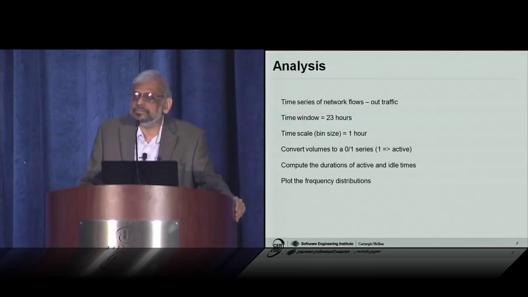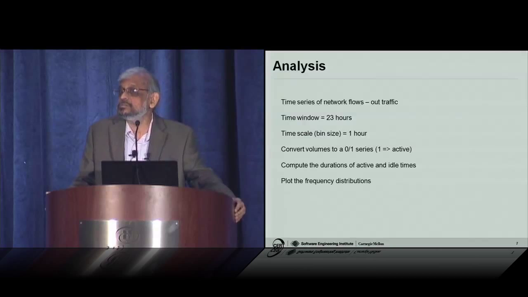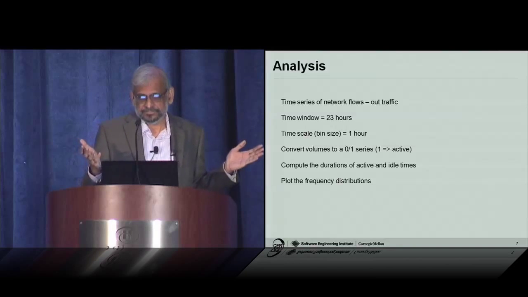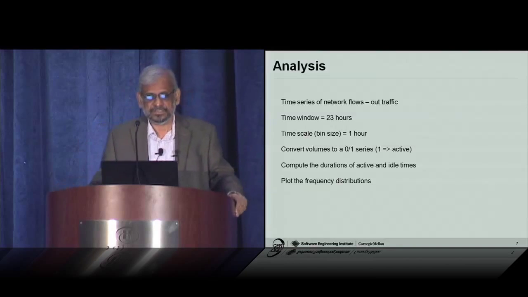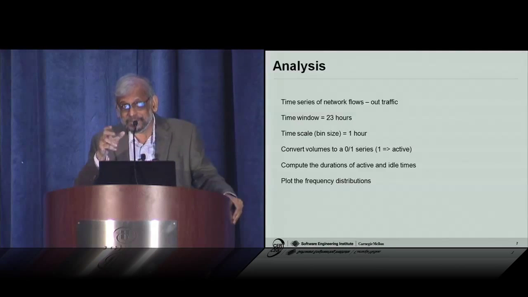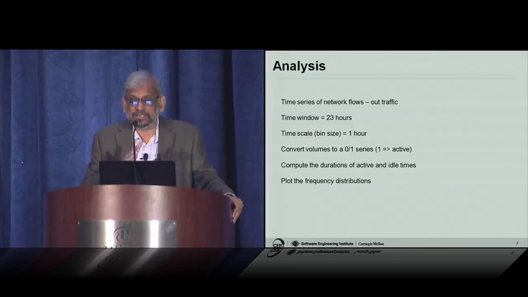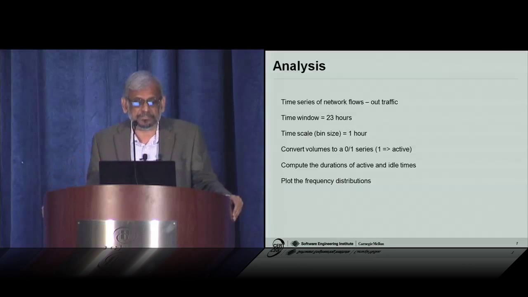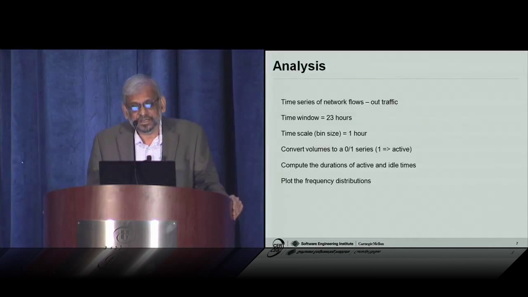The longest time horizon I could find in this data set was 23 hours. Now, that is a limitation. I would have preferred a much longer time window, but I was limited by the data. And it's continuous time. So the data is over a number of days, but in fact, there are gaps in that data. So the longest continuous time window I could find was 23 hours. The time scale or bin size, for those of you who do SiLK, is 1 hour.